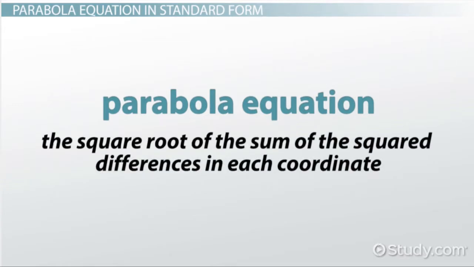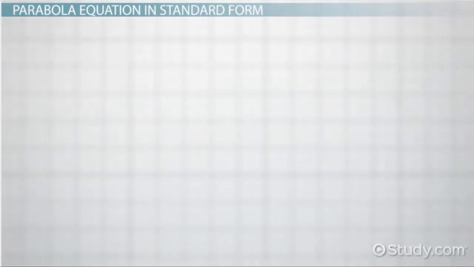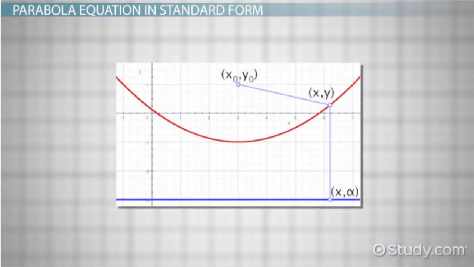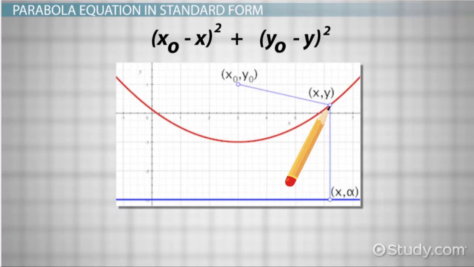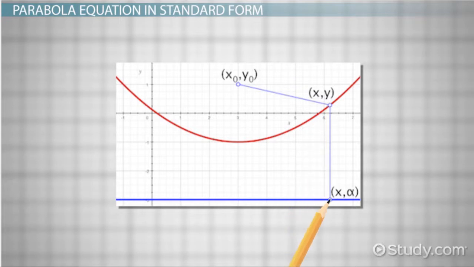The formula for finding the length between 2 points is the square root of the sum of the squared differences in each coordinate. For this case, the length of the line segment between the focus at x sub 0, y sub 0, and the point on the curve x, y is the square root of (x sub 0 minus x) squared plus (y sub 0 minus y) squared. The length of the line segment between the point on the curve x, y and the point on the directrix x, alpha is the square root of (x minus x) squared plus (y minus alpha) squared. The lengths are equal, so you can equate the two square roots.